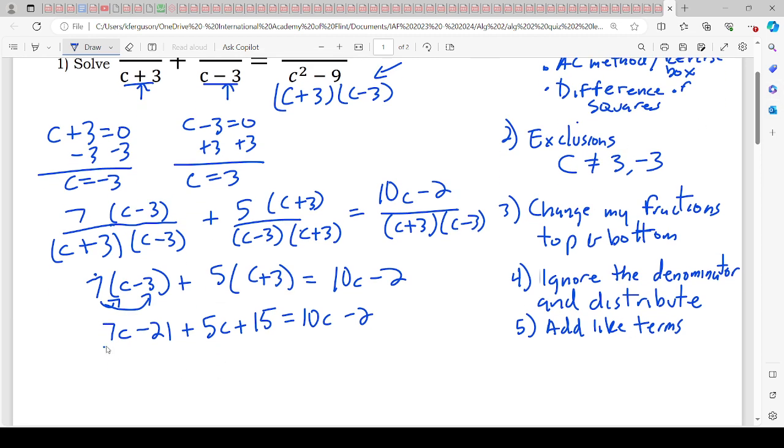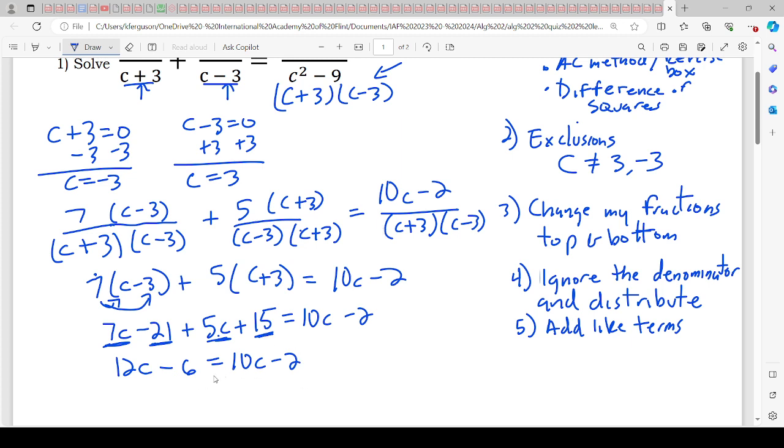All right, so I add like terms. I got 7c and 5c, that's 12c. I've got negative 21 and positive 15. So that's going to be negative 6. So now I've got an equation that has letters on both sides and numbers on both sides. So now I'm going to move the numbers to one side and move the letters to the other.